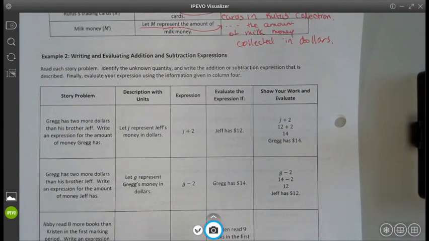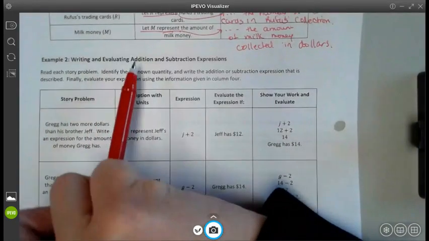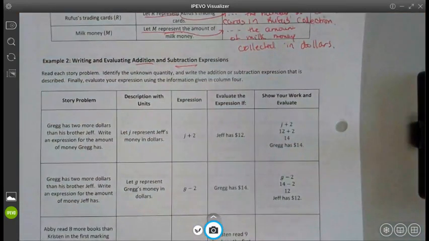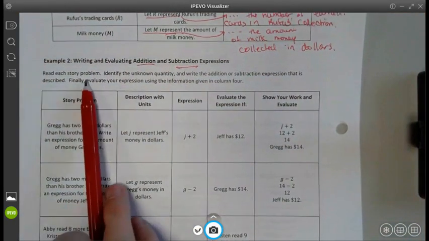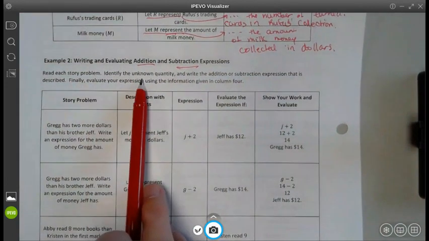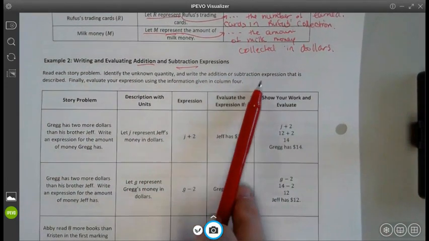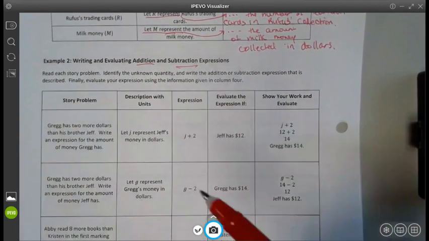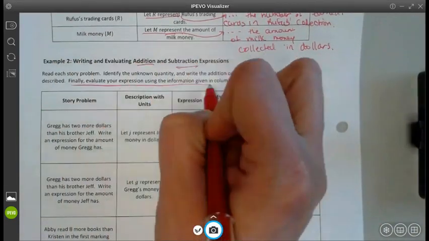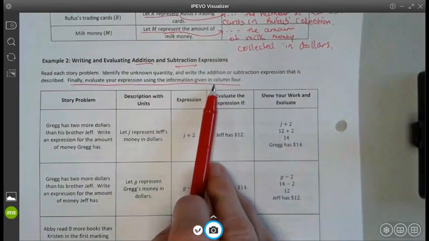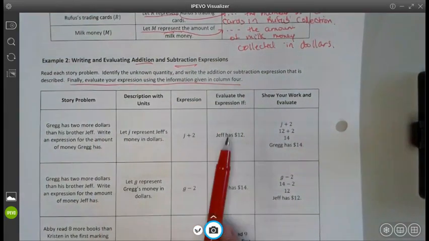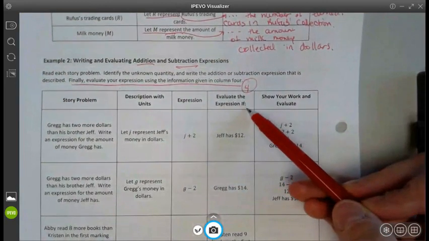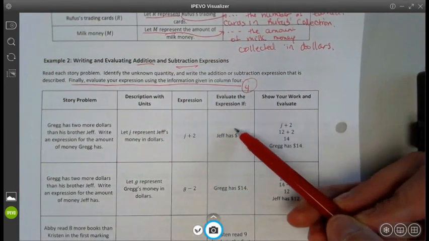So we were just writing, but look what we're doing now. We're writing and evaluating only addition and subtraction expressions. So we're not going to be multiplying or dividing today. We're going to read each story problem. We're going to identify the unknown quantity and write the addition and subtraction expression that is described. So much like we've been doing over the past few lessons, but here's the new piece. Finally, evaluate your expression using the information given in column 4. So here's column 4. It's going to say evaluate the expression if there's this amount.